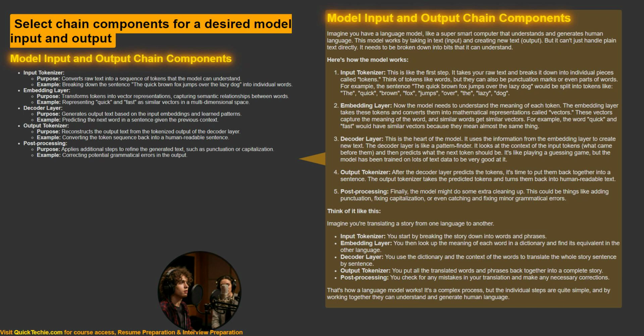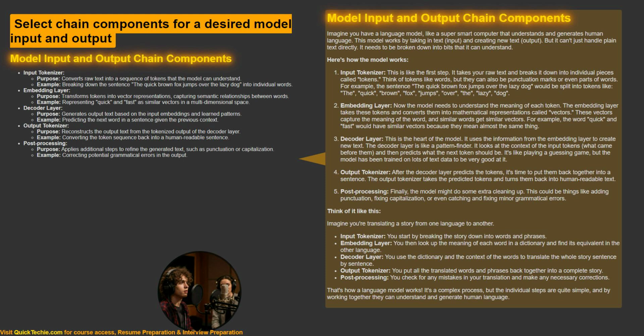Model input and output chain components. Imagine you have a language model, like a super smart computer that understands and generates human language. This model works by taking in text, input, and creating new text, output. But it can't just handle plain text directly. It needs to be broken down into bits that it can understand.